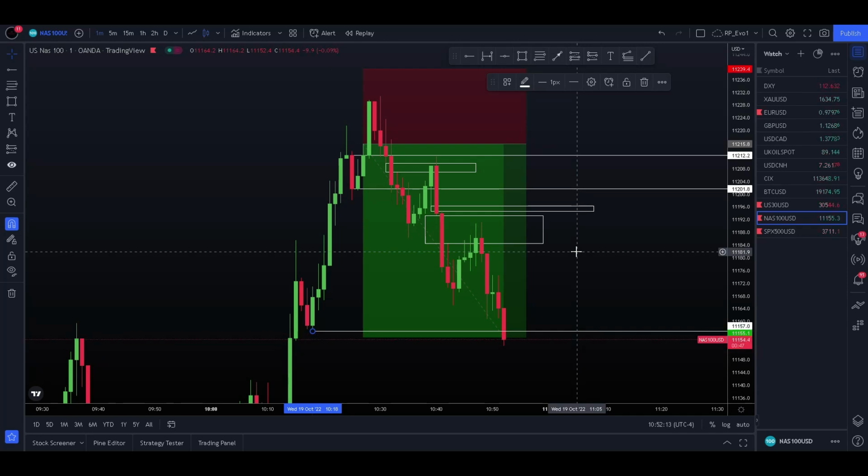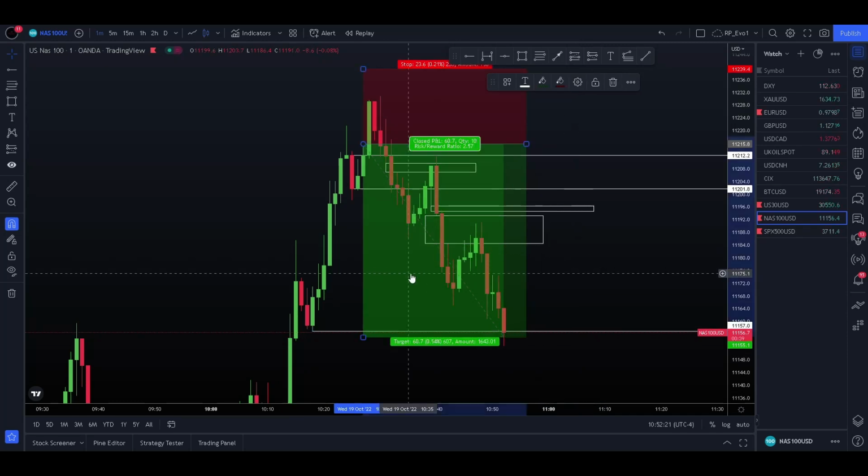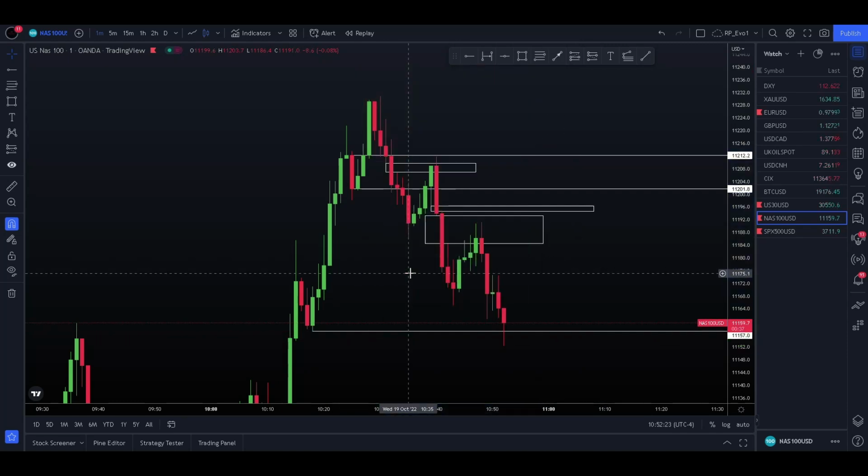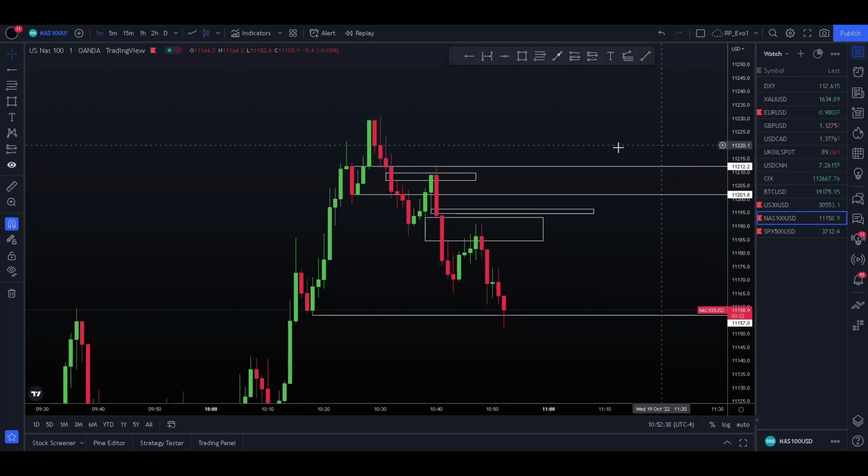All right, perfect. I just closed the trade on my phone. Let's see. So this was 60. So I got like 63, 64 points. Not bad at all, right? Not bad at all. This was a good trade.